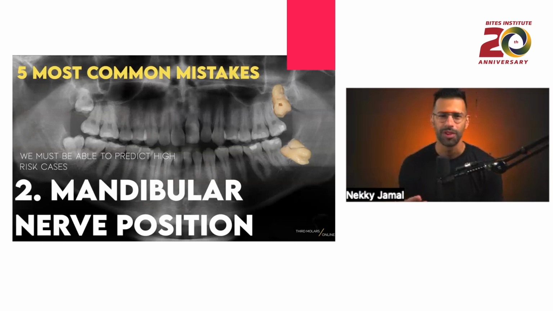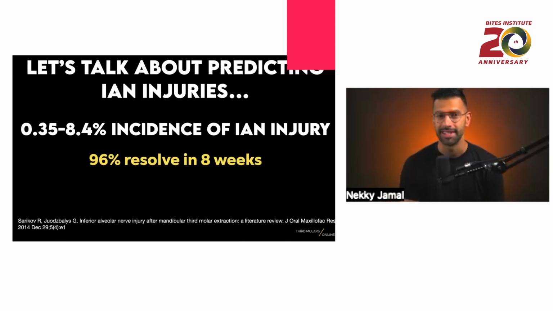So the second most common mistake that I see is mandibular nerve position. You're not assessing it properly. Okay. There's been so much literature and I'm so excited on how AI is going to do this for us and going to be able to accurately predict a high risk tooth based off a panoramic image alone. It's pretty cool out there. There's so much research going on, but properly assessing mandibular nerve position is one of the most common mistakes that I see dentists making.